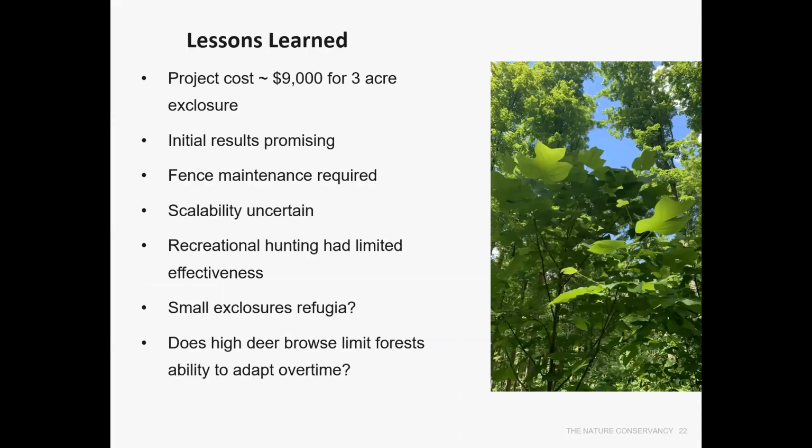So the lessons learned from this project are basically the project cost was $9,000 for each of the exclosures. There is fence maintenance required each year. The fence needs to be monitored, and our partner organization has had to do maintenance on the fence just about every year. However, the results are really promising. Density is much higher, as well as the diversity of species. Certainly, these results are very similar to other deer exclosure studies or demonstration projects.